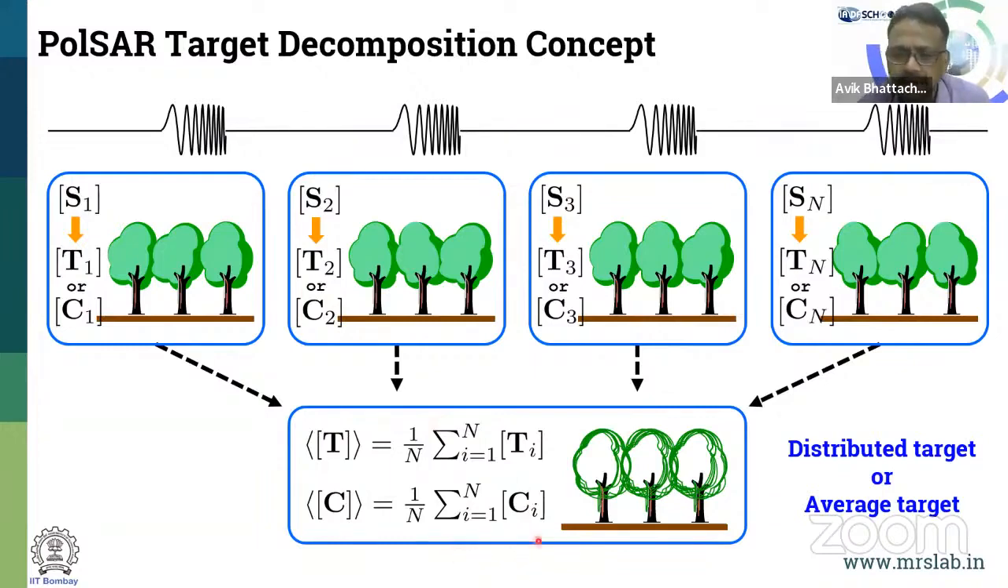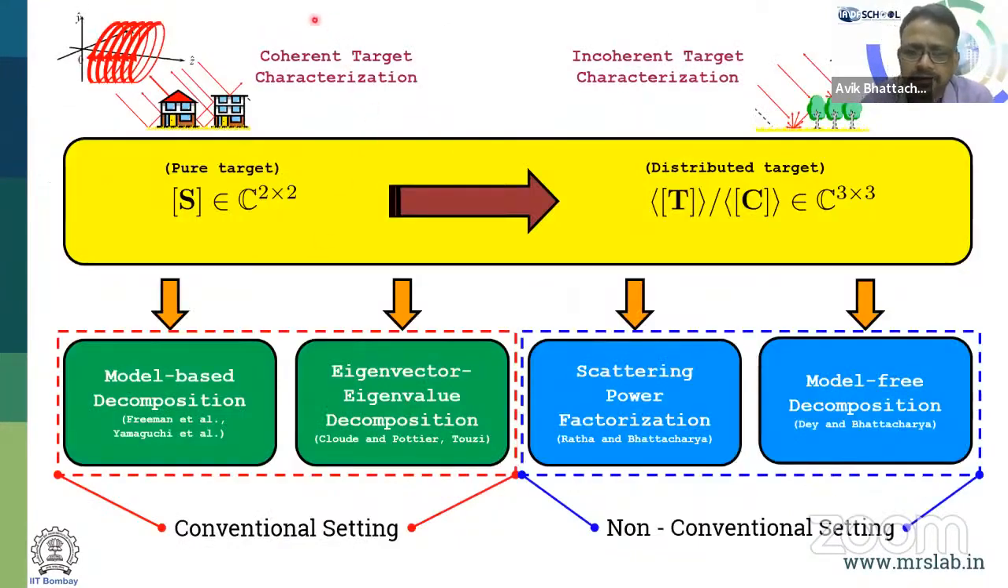The idea is that, this is the measurement which you have. So you have the ensemble average over the neighborhood pixels. And the idea is, can we again break it up into constituent elements, which could possibly be a pure target and kind of a residue? So this is the idea behind doing the decomposition. Similar to what we have seen, first we have seen the coherent, but we can go from this coherent, pure target form into something like a distributed form. From S we go to the T or the C matrix.